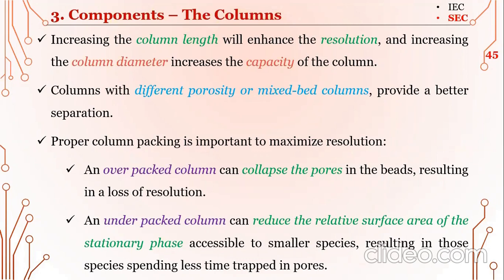To conclude this slide, the column length is important. The column diameter is important. If we use a column with different porosity, that will give better separation. If the column is overpacked, that will collapse the pores. If the column is underpacked, that will reduce the surface area, and that's it. Is it clear?